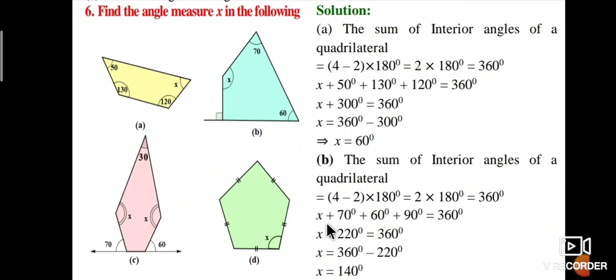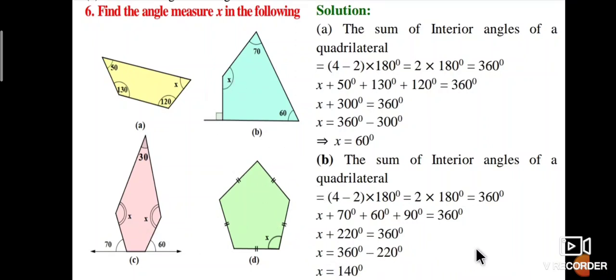That is x plus 70 plus 60, that is 70 plus 60 is 130, 130 plus 90 is 220. x plus 220 degrees is equal to 360 degrees. Again transfer 220 from the left side to the right side. Then x is equal to 360 minus 220. x is equal to 140 degrees.